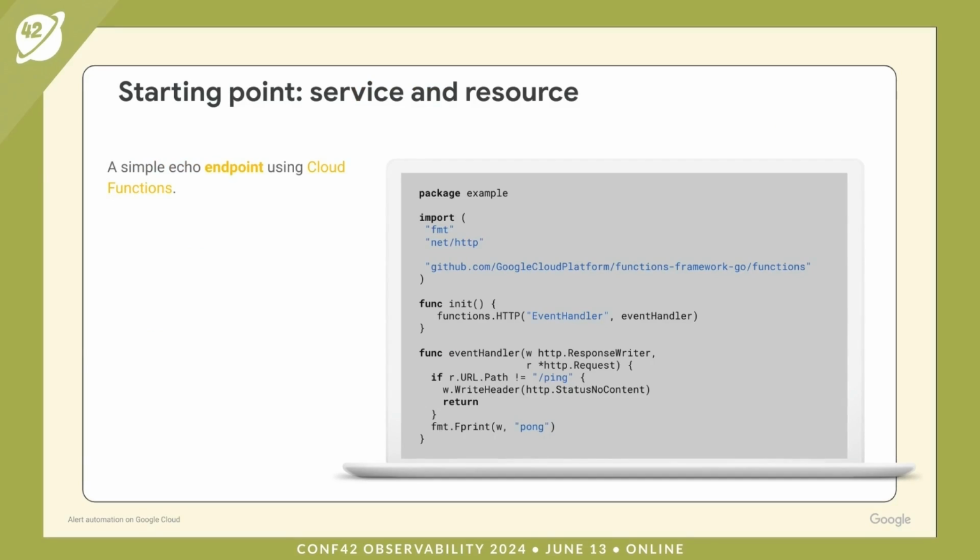The application used for this demo has a single HTTP endpoint and is deployed to Cloud Functions. Cloud Functions is a serverless solution to run your code, similar to Lambda in AWS and serverless functions in Azure. You can see the code of the application in Go on this slide. Besides the initialization code, it has a single function that returns a ping string along with a 200 status for requests coming to the path ping, and it responds with a 204 status to any other path.